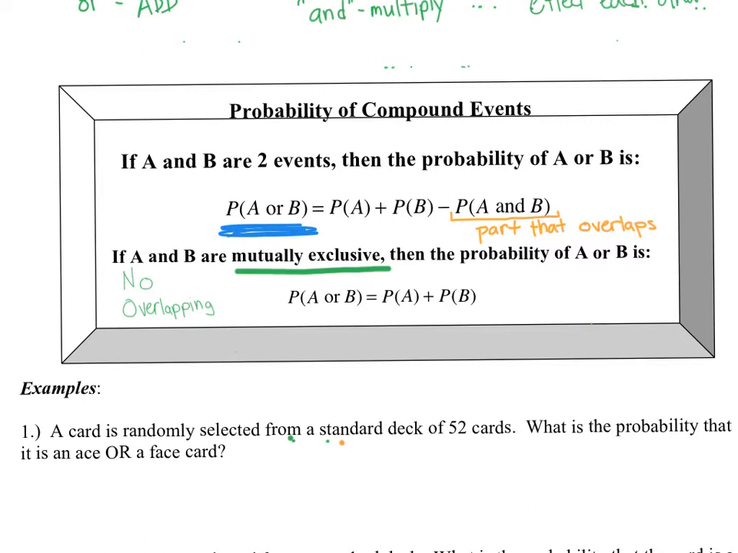So if you have events that are overlapping, then the probability of those two events, A or B, is going to be both of them added up, and then you have to subtract the part that overlaps. But if there's no overlapping, so that's your second part there, then you simply just have to add the two events together to get the probability of event A or event B. So those are your two formulas to find the probability of A or B.